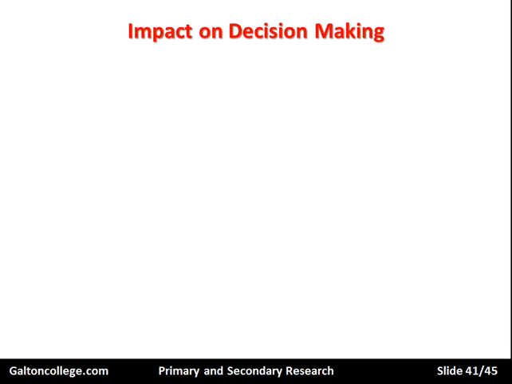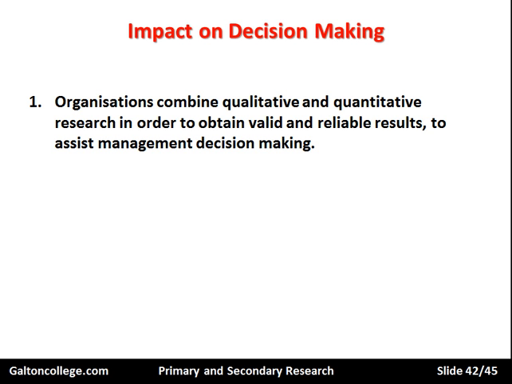Now, the impact of all of this on decision making. Well, organizations generally try to combine qualitative and quantitative research in order to obtain valid and reliable results. And what they're trying to do is make good decisions. So they try to not just pick up data and hence information in one direction, they try to pick it up in a variety of directions.